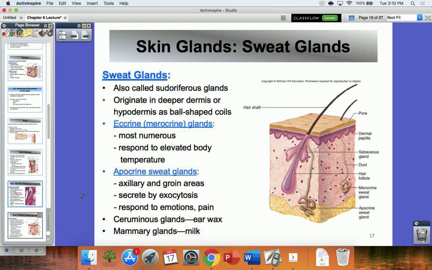We have two what we call modified sweat glands, ceruminous glands, which secrete earwax. So it's actually a sweat gland, it's just a modified sweat gland. And mammary glands that secrete milk. And again, it is a sweat gland, just a modified sweat gland.